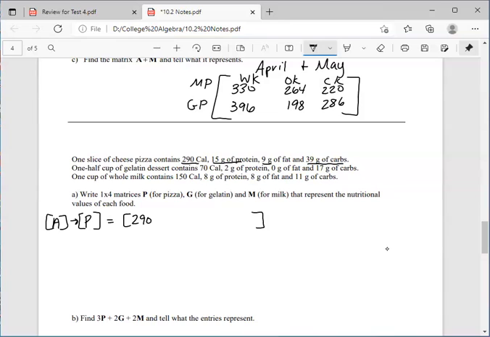290, that's the calories, 15 for the grams of protein, 9 for the grams of fat, and 39 for the grams of carbs. And so I'm going to just label them once at the top instead of you having to label them every single time. So this is the protein, and they are in grams.